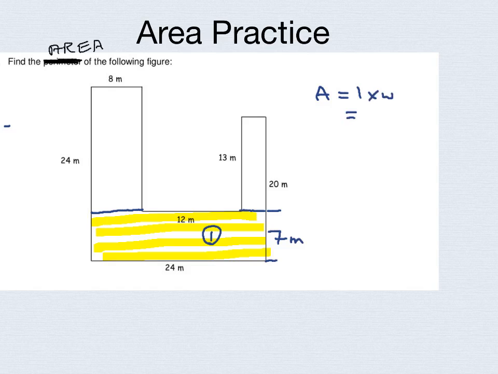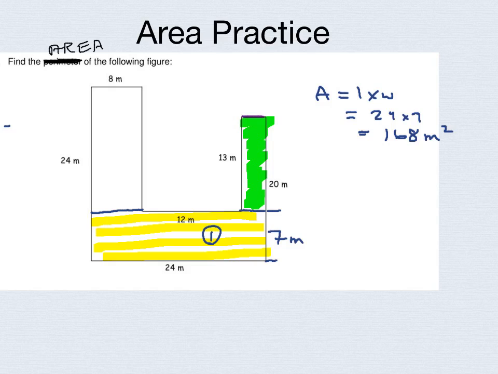The length is 24, and the width is 7. So 24 by 7 is 168. Meters by meters is square meters. Now I've got to find another shape. Let's say I find this one next, another rectangle. I've got to know both the dimensions of each side. So I have to start with, okay, the height is 13.